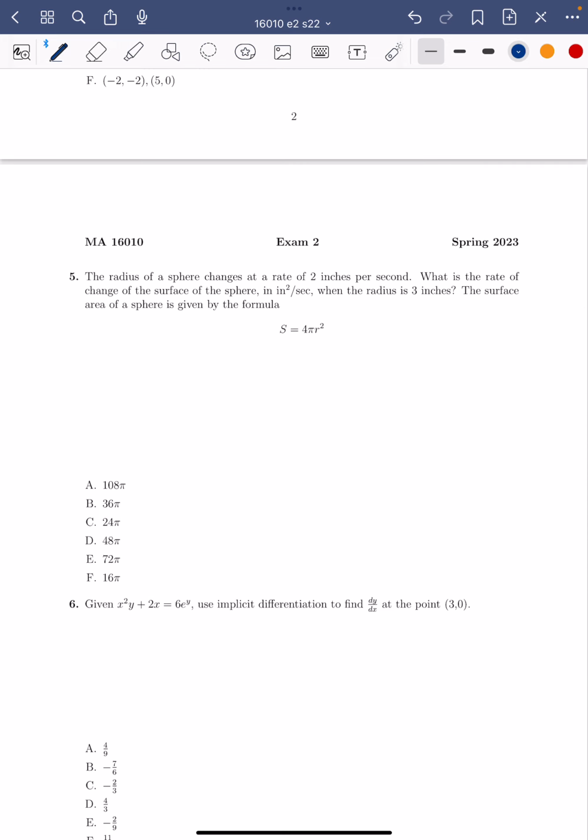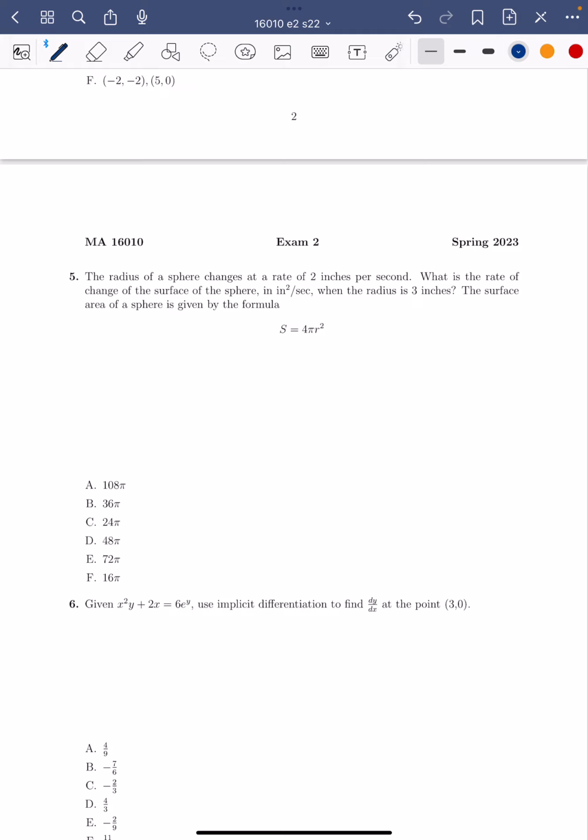Number 5. The radius of a sphere changes at a rate of 2 inches per second. What is the rate of change of the surface of a sphere in inches squared per second when the radius is 3 inches? The surface area of the sphere is given by the formula S equals 4 pi r squared. When they're asking the rate of change of something with respect to another thing, that is something called a related rate. When we do related rates, we need to use implicit differentiation to find our answer.